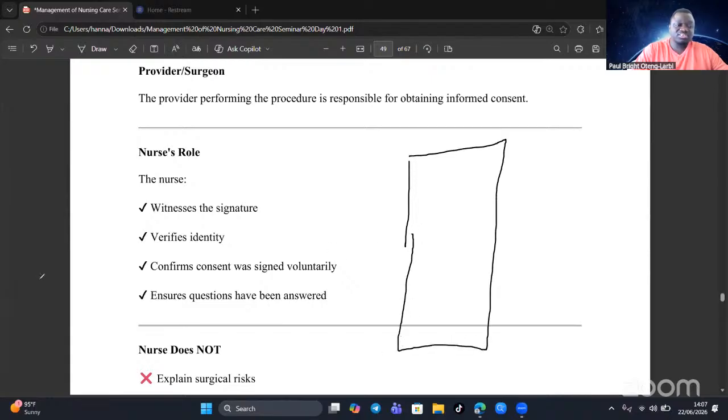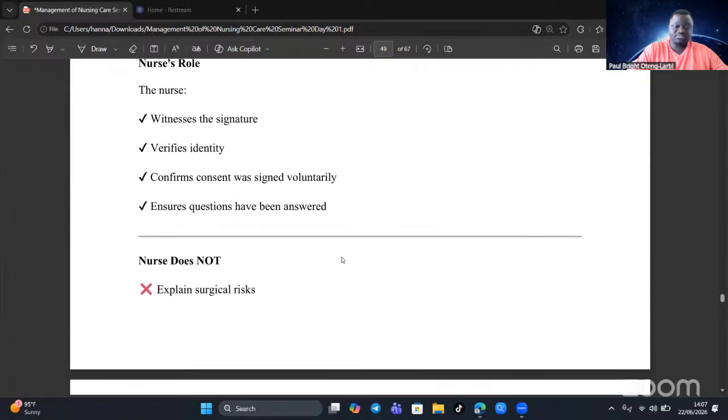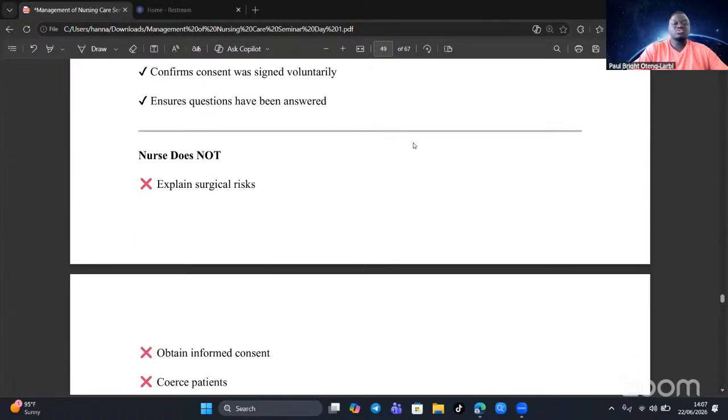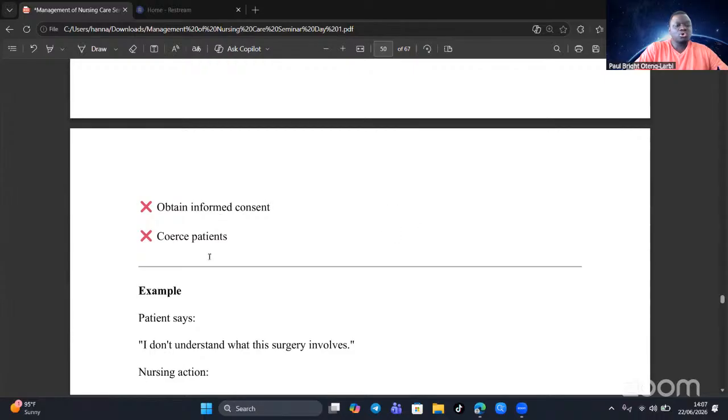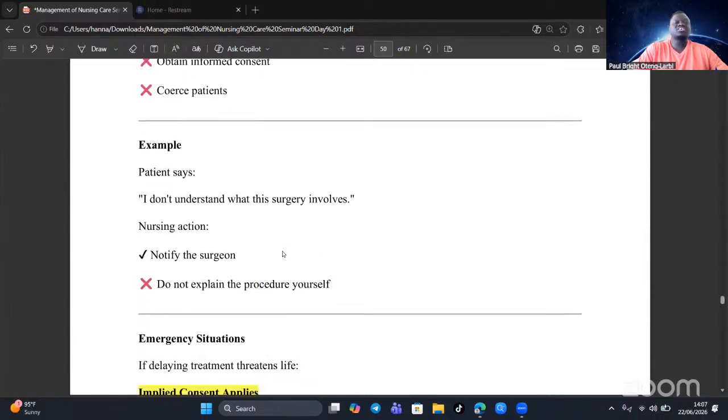This issue happened in the United States. Take note. Who was the nurse in charge of this patient? All these people will be called to court. The nurse does not explain surgical risk, obtain consent, or coerce the patient. If the patient says, "I don't understand what this surgery involves," the nurse should notify the surgeon.